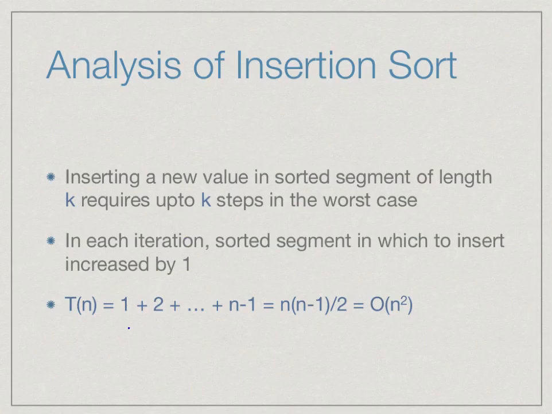So again, we have the same recurrence expression that we had for selection sort. It says that t of n is 1 plus 2 plus 3 up to n minus 1, which is n into n minus 1 by 2, which is order n squared. So again, remember that this is n squared by 2 minus n by 2. And so this is the biggest term, and that's what we get here.